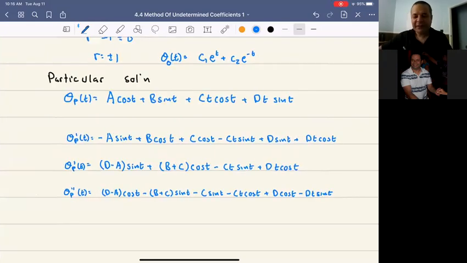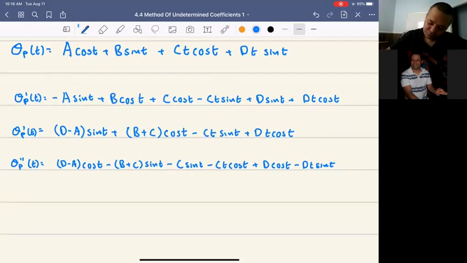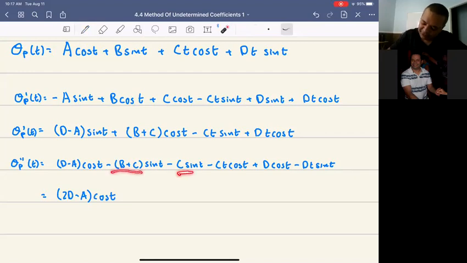Oof. Okay. Let's go ahead and see if I can put any of those together. Or rather, let's put what I can put together. So I have cosine t here, so d minus a and a d here. So it's going to be 2d minus a. In the sine of t, I've got negative b plus c minus c.